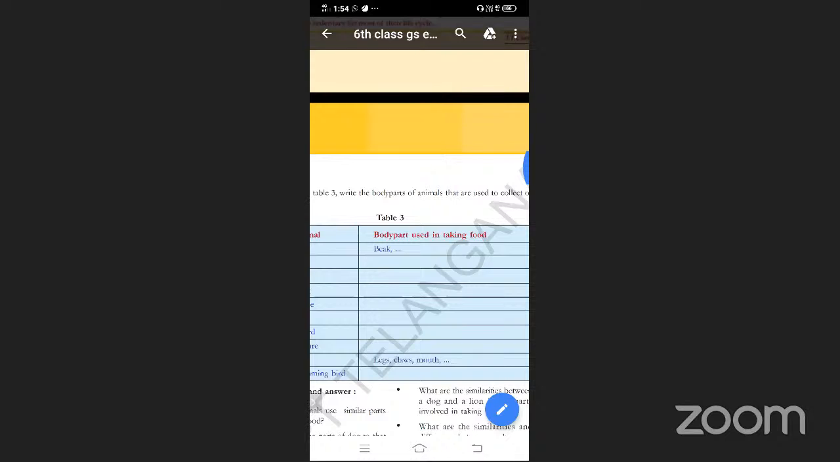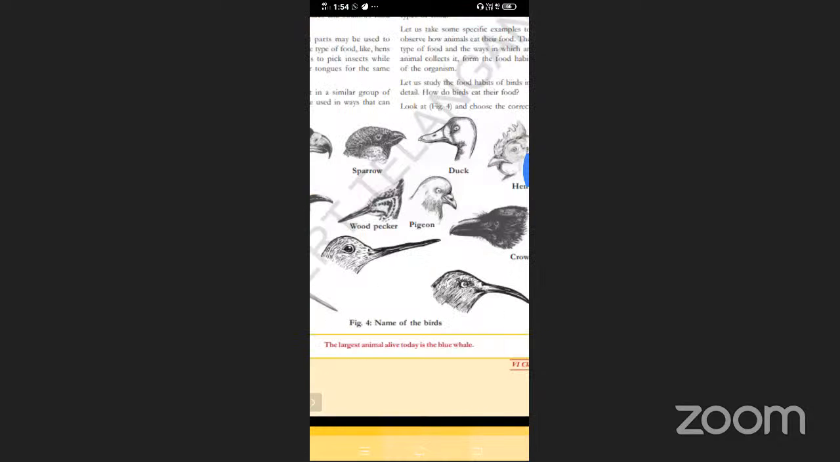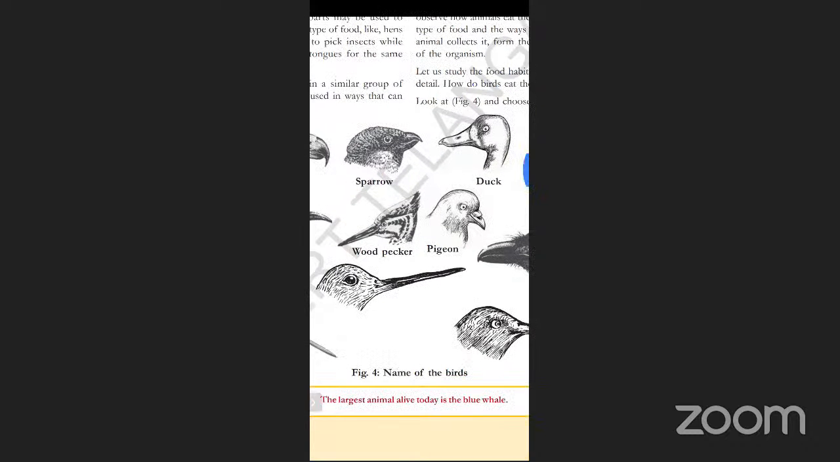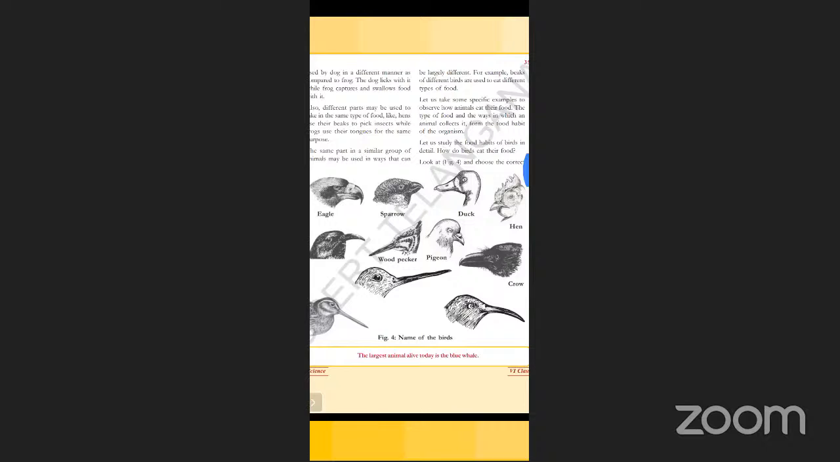Look at this picture, Nana. What is this picture? The different birds' faces, images are there. See, if we compare, children, why I am sharing this picture is, have a look at all the beaks of the birds. Please, see, each beak is different.